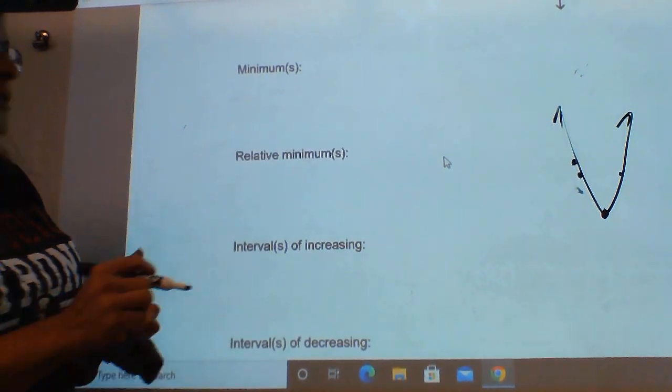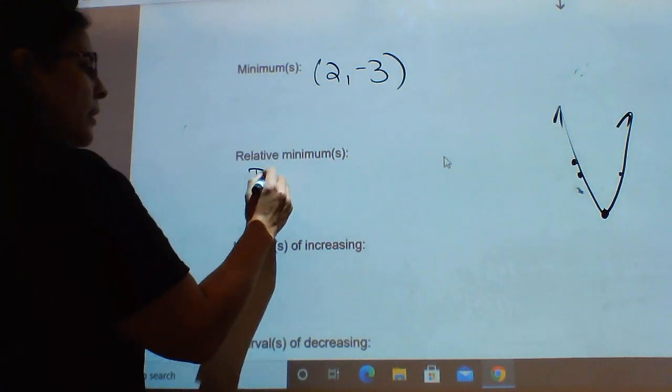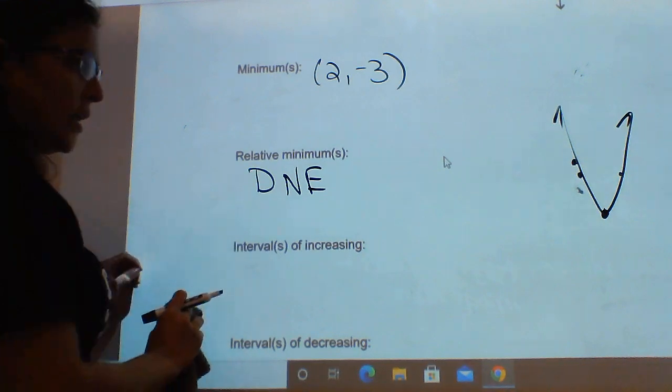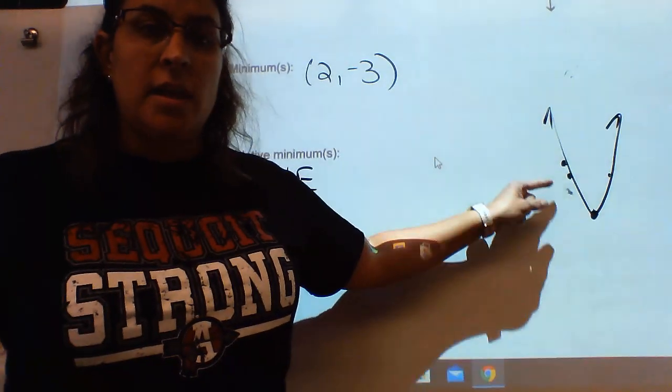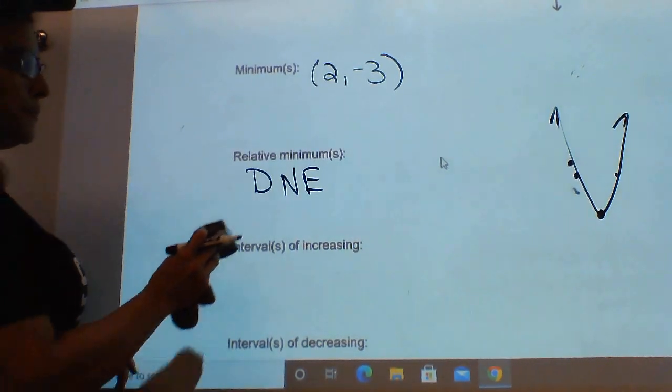Okay, so the minimum we said was at 2, -3. My relative minimums and my relative maximums do not exist. I don't have another valley here. I only have that one valley, that lowest point.